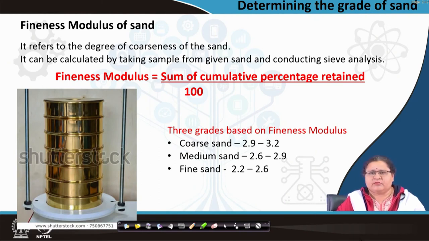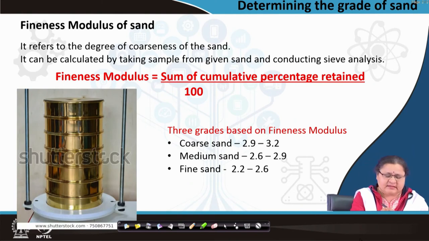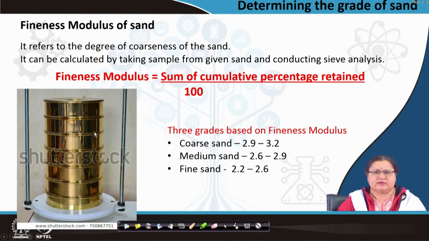If you have more on the top tray, that means you have larger particles, since the top tray holds larger dimensions. The cumulative will grow from this point and it will end up with a higher value of say up to 320, which when divided by 100 will give you the value 3.2. So, the more the amount on the top part, the higher will be the value of the fineness modulus. We will see through an example.